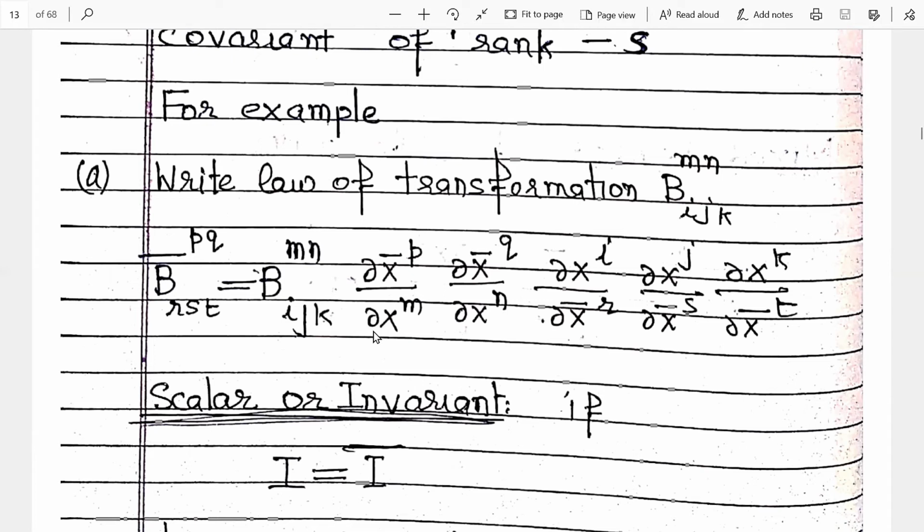Now, p is related to m, q is related to n. So on the lower part, curly x by m, curly x by n. So these two are derivatives of the contravariant part. Now covariant, that is in the lower part. So first write this curly x bar r, curly x bar s, curly x bar t. Now what is this? This is related to i, j, k. So write its variables curly x i, curly x j, and curly x k. So this is right. This is the transformation of B^{mn}_{ijk}.